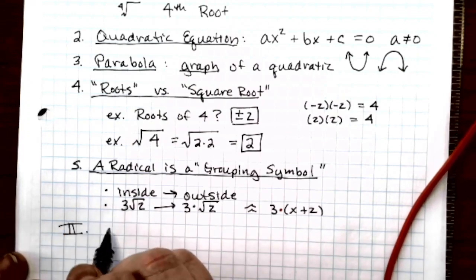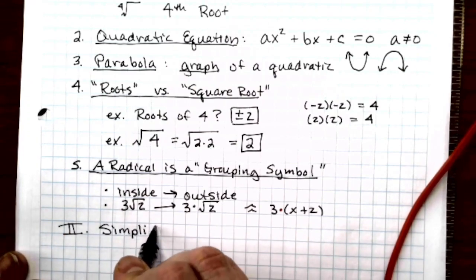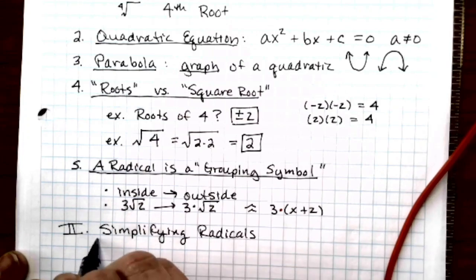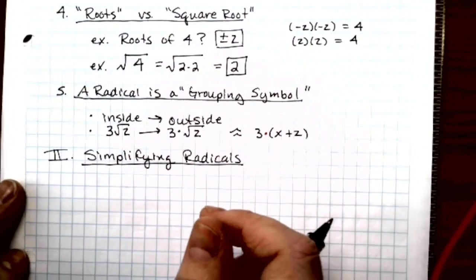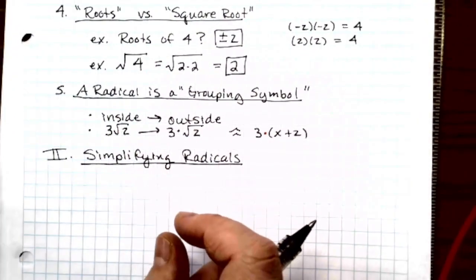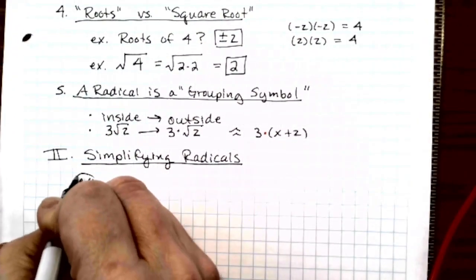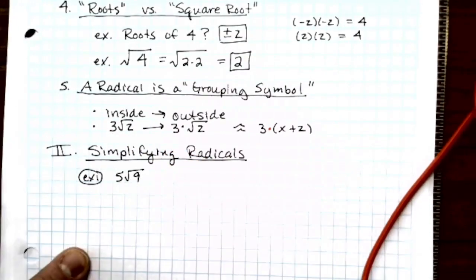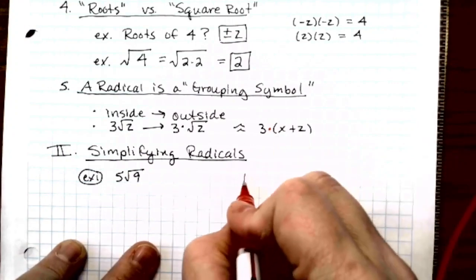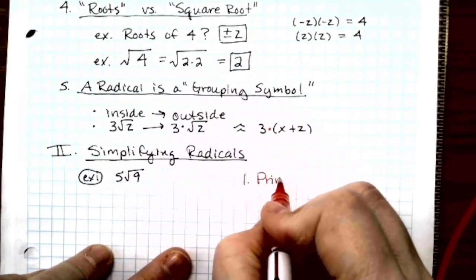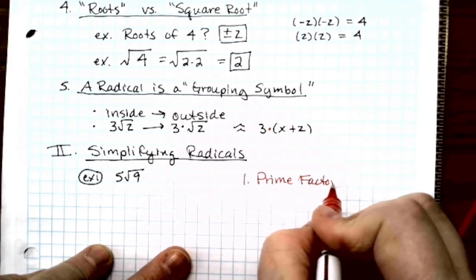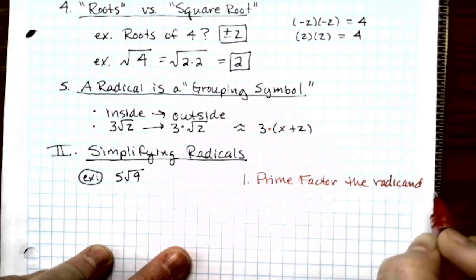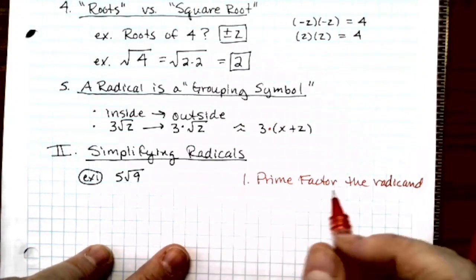Okay, Roman numeral 2. Passing on to the next topic, we're going to practice simplifying radicals, and we've actually done this a little bit before, but now we're going to go more in depth on it. So simplifying radicals. Here's an example. The radical, let's see, 5 radical 9. Okay, so what are the steps? Step 1 is you're going to prime factor the radicand, which is the part under the radical bar.